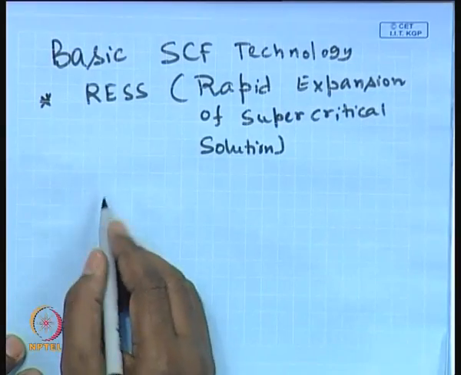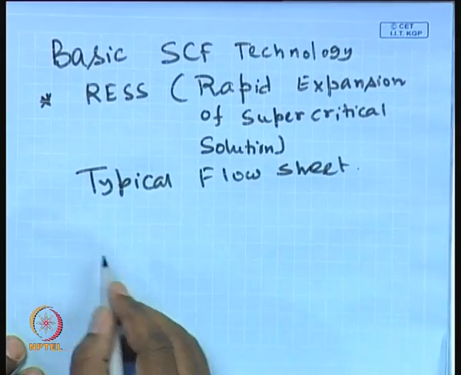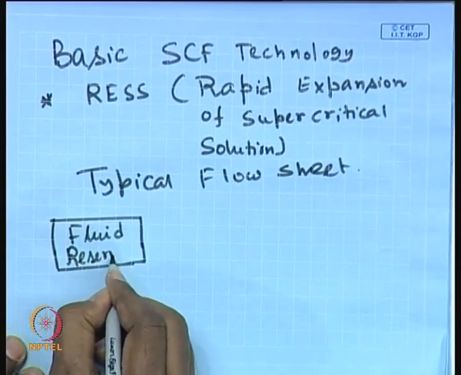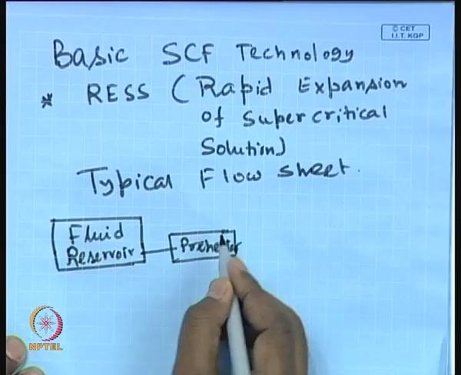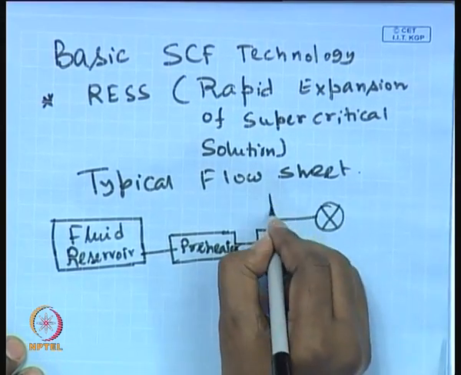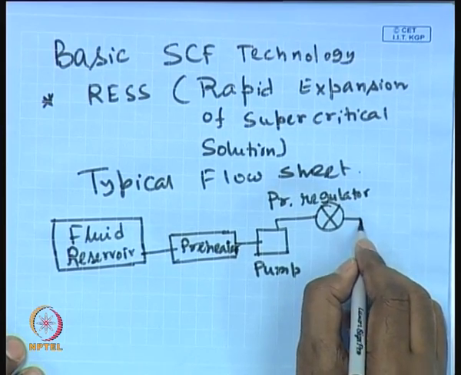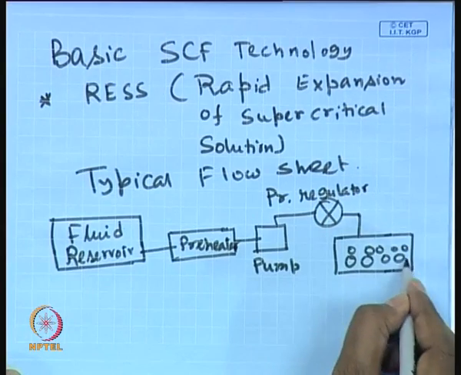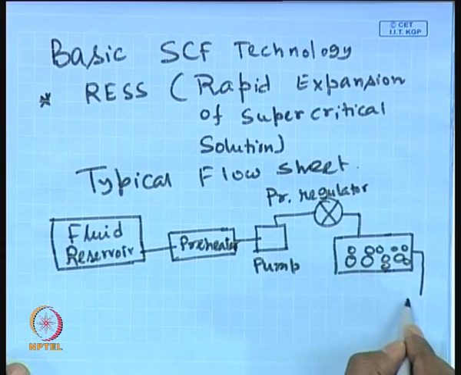Okay. So, a basic typical flow sheet of this process we can draw something like this. You have a fluid reservoir, then it goes through a preheater, because you have to heat it up to raise its temperature. Then there must be a pump, okay, a pressure regulator, and it goes to the material, the solute and solid matrix where the solute has to be removed. Once the supercritical fluid dissolves the solute present here, it is expanded through this valve.